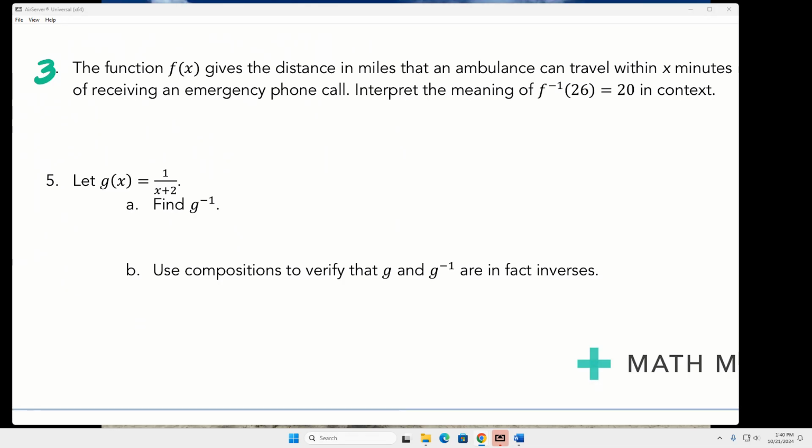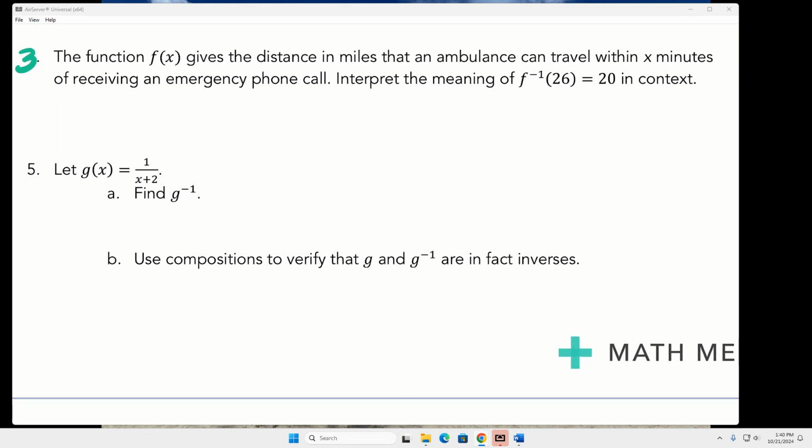Alright, so f of x gives the distance in miles that an ambulance can travel within x minutes of receiving an emergency phone call. Interpret the meaning of f inverse of 26 equals 20 in context. So f of x is going to give a distance. So x is the minutes, and it equals miles.